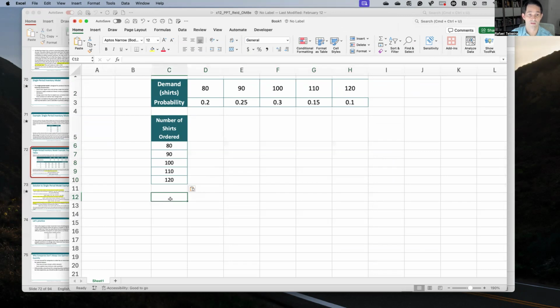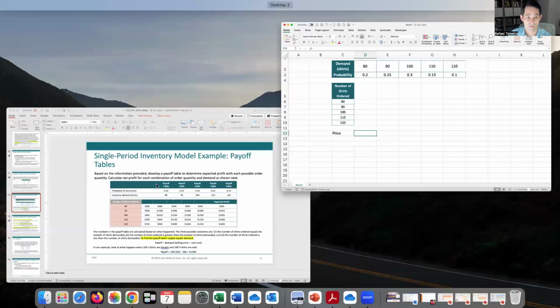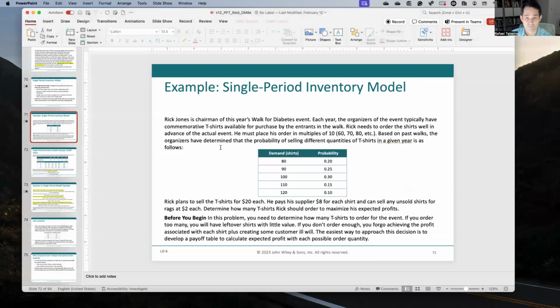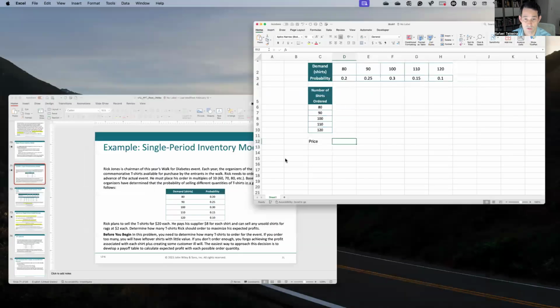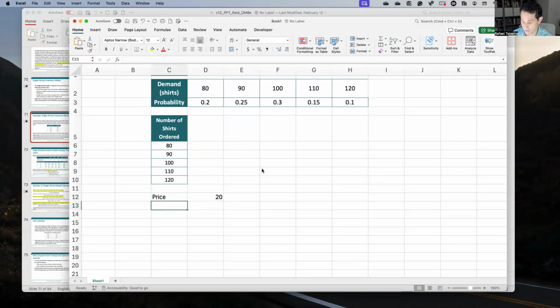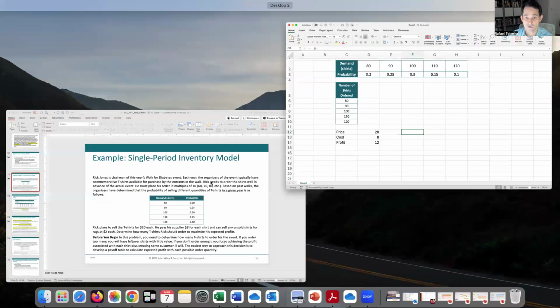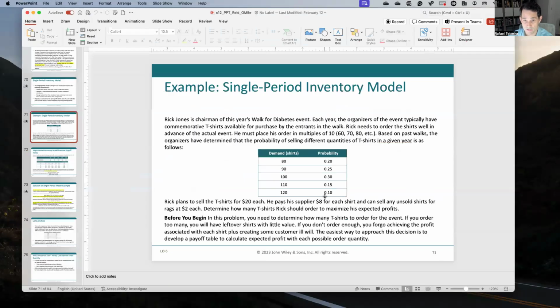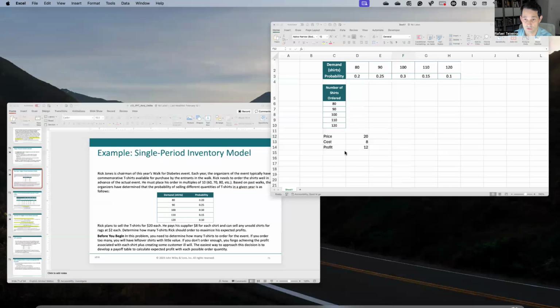But before doing that, what I want to type here is the price that I just mentioned was given in the problem. Let's take a look again. He plans to sell the t-shirts for $20. So $20 is the price. He pays suppliers $8 for each t-shirt. So the profit is the difference between the price, 20, minus the cost. That's the profit. And we also know that any remaining unsold t-shirt sells for $2.